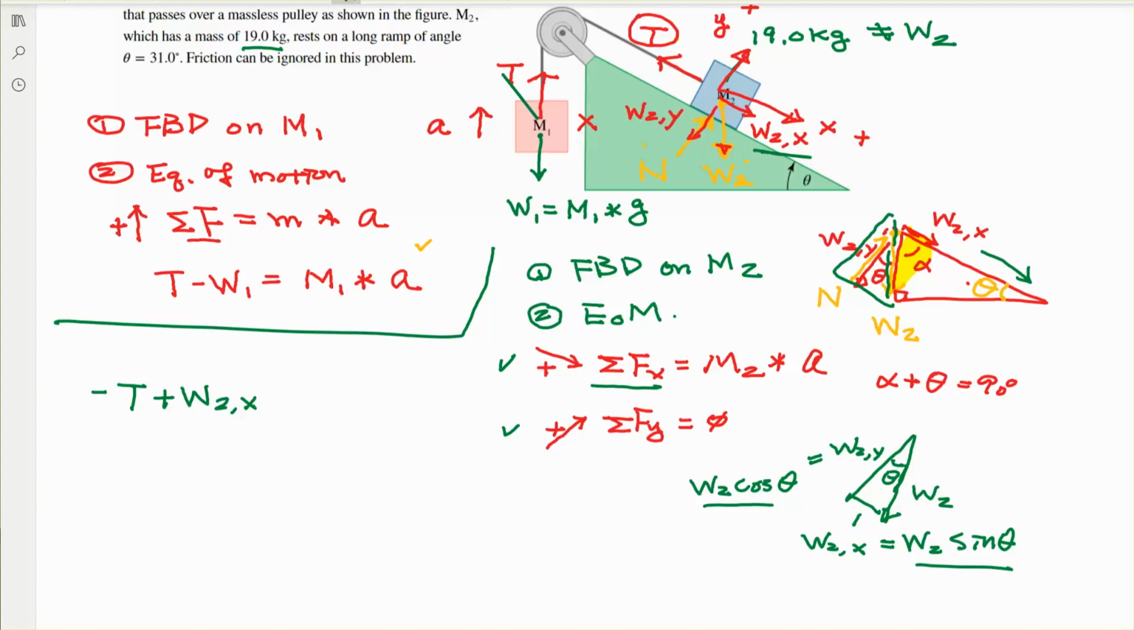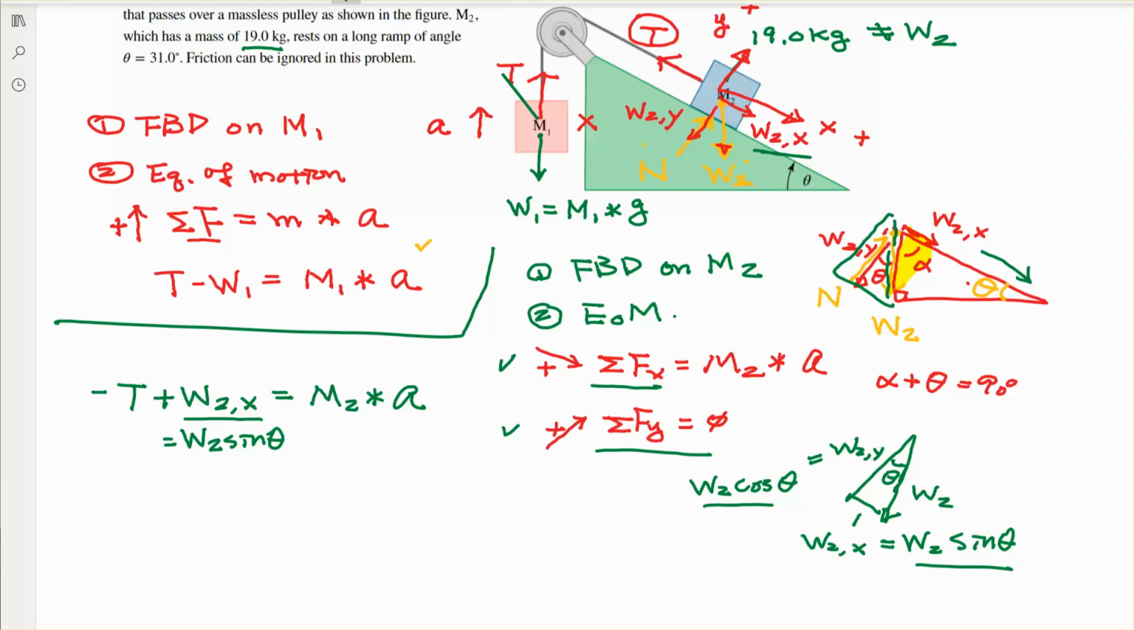And that's it. That's only two forces acting on this object. And I am going to have the M2 times A. Now, you know this one that we said is going to be W2 sine theta. So that's one equation. The second equation is to look at the y direction and make it equal to 0.